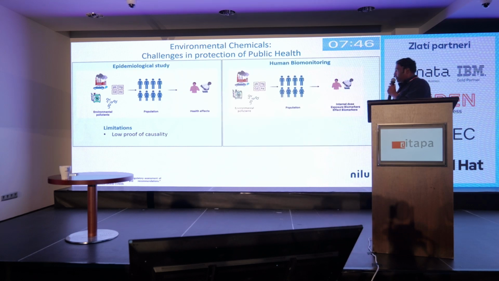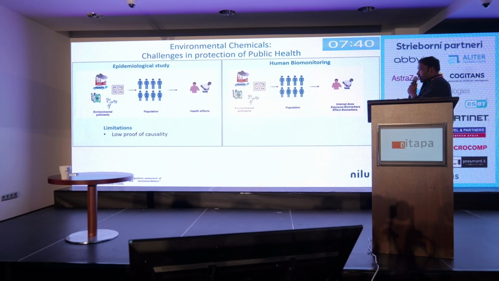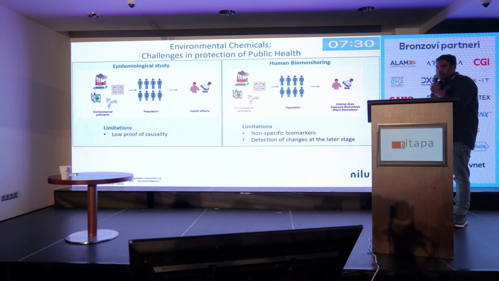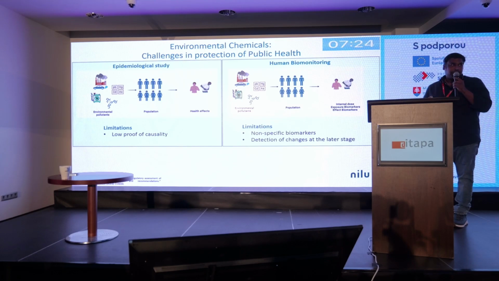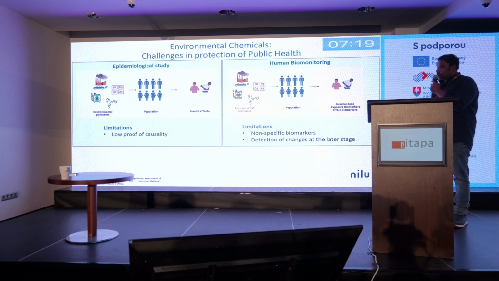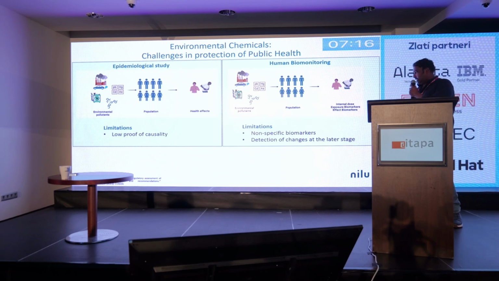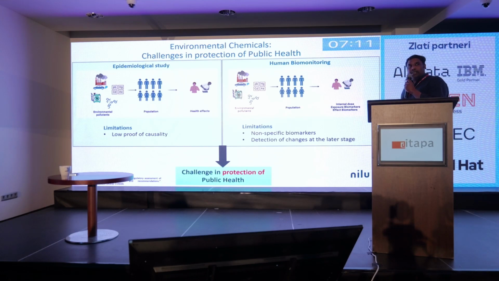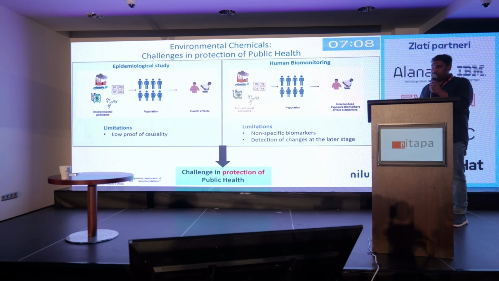Then on the other hand, human biomonitoring studies provide information about internal dose and exposure biomarkers, which are changes associated with the exposure to a certain chemical, and effect biomarkers, as I said before. But also here, there are some limitations. Often a human biomonitoring study focuses on non-specific biomarkers because their predictivity is unknown. And also often they are related to the changes that happen at the later stages of diseases. So these limitations offer challenges in protecting the public health.